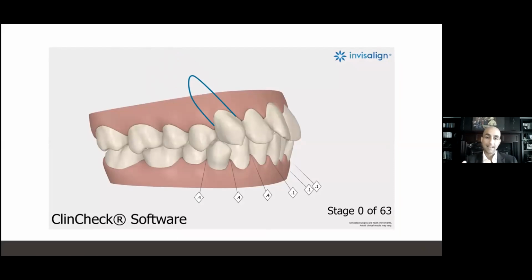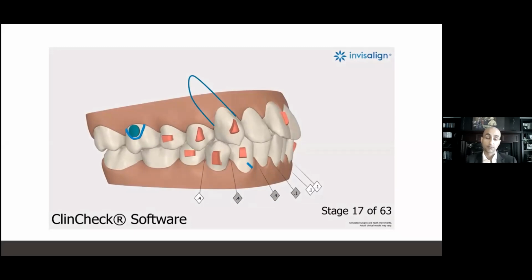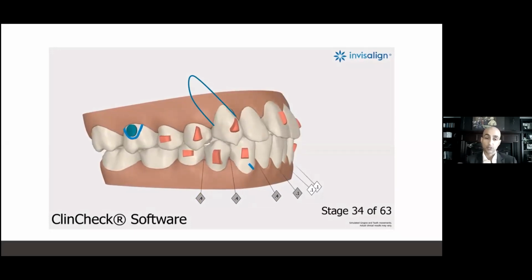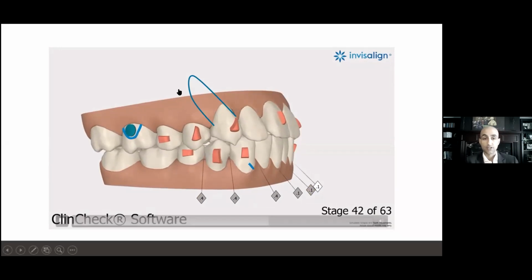So what's going to happen here in the software is that the software needs to make a choice. Is the root tip more important, or is the rotation more important? And again, the software here had to make a decision, so it chose rotation, but that attachment does not have the surfaces to push on to get the root tip correction. You can imagine where the root is going here, right?